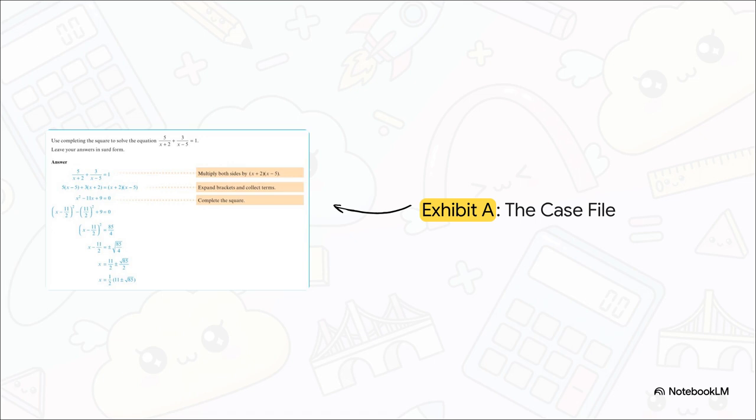5 over x plus 2 plus 3 over x minus 5 equals 1. This is our primary suspect, and right now it is super messy. It's totally full of fractions, denominators are clashing all over the place, and our target variable x is buried deep. If we just stare at it, the numbers are going to win. We need to force this equation to give up its secrets.